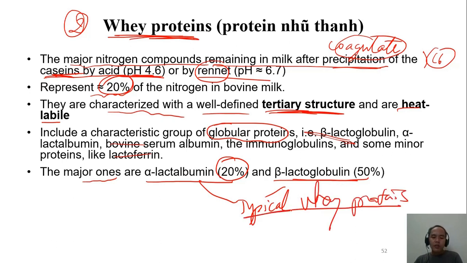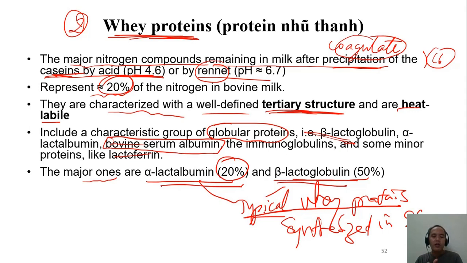When you see the words typical whey protein, it means that these are synthesized in secretory cells. So these are synthesized in the secretory cells in the mammary glands. So these are not the ones that come from the blood. For example, bovine serum albumin, this protein actually comes from the blood. But these two are typical ones, that are synthesized there in the mammary glands.